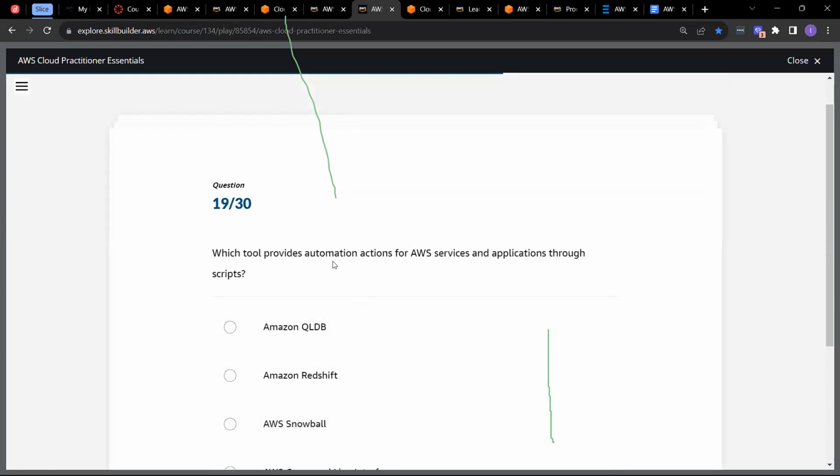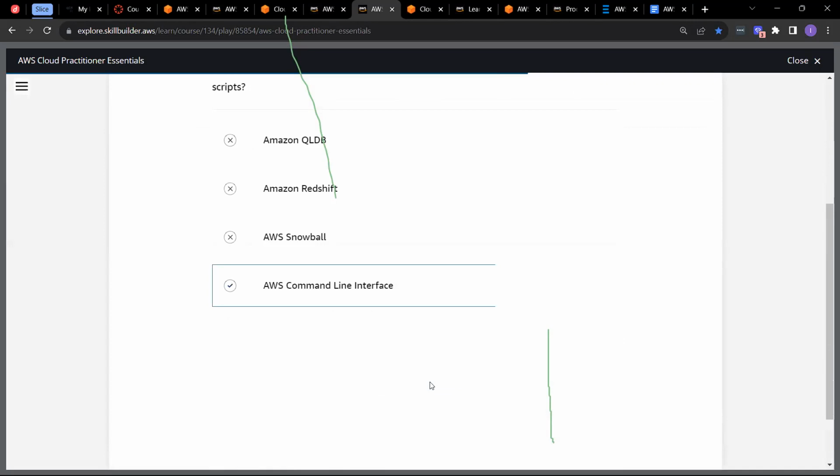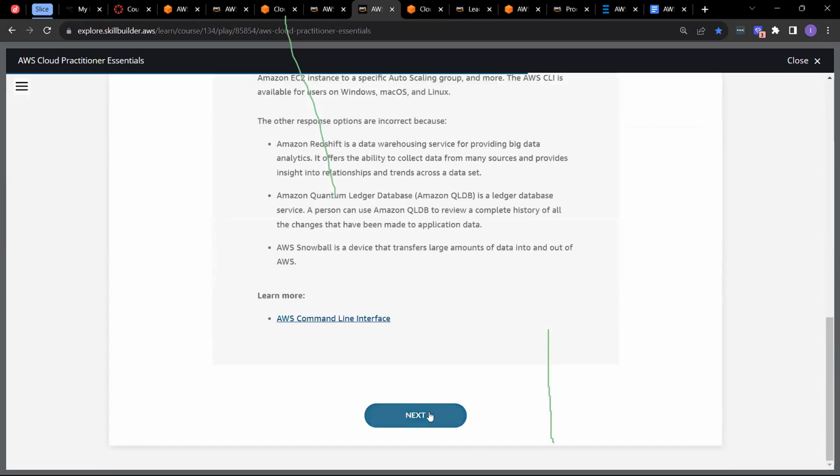Which tool provides automation actions for AWS services and applications through scripts? So we are looking at scripts. Snowball is out, Redshift is out. They are database stuff. QLDB is a database, the Quantum Ledger Database. Once you see DB, it's a database. So the answer is the command line. Correct.